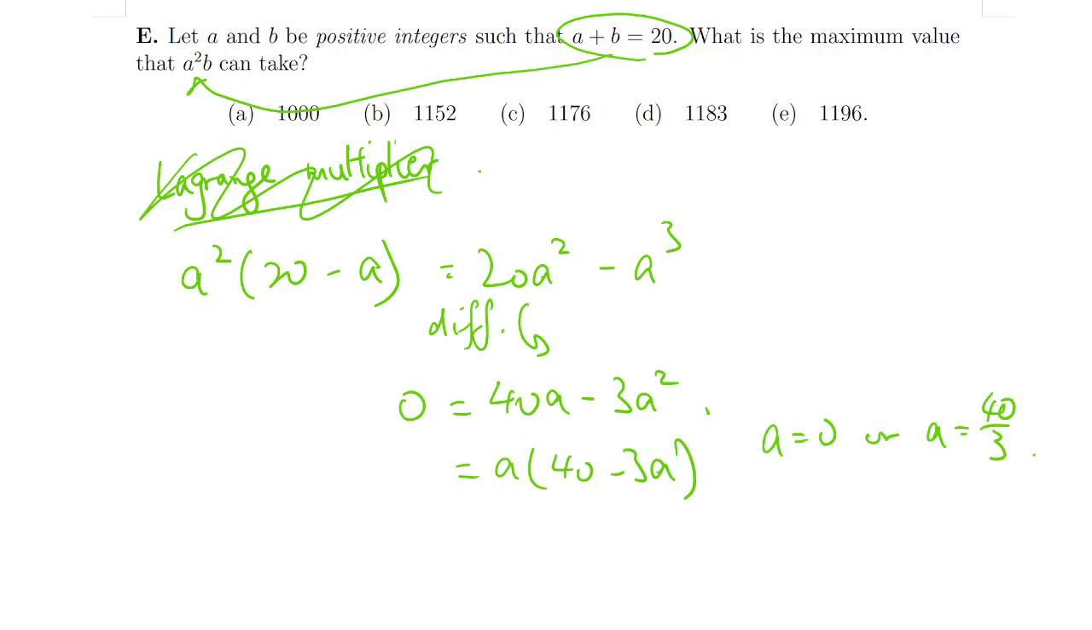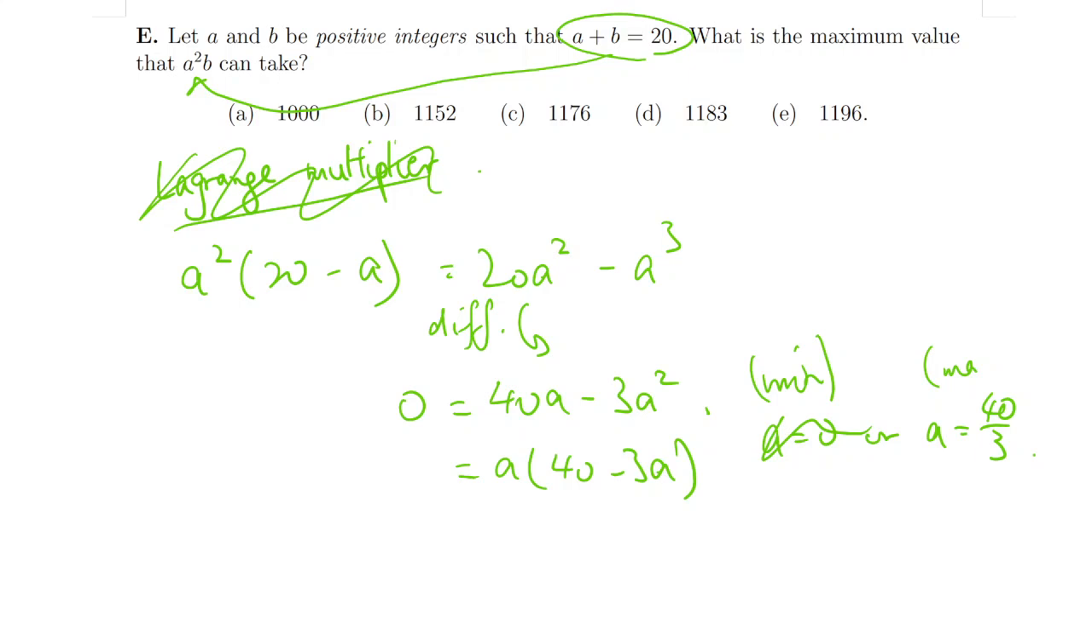Okay, so when a is 0, I think it's clear that is the minimum, because then the whole thing is 0. So we can get rid of this. This is the min. How about the max? We could believe that a equals 40 over 3 should be the max, because the question wouldn't make sense if it wasn't. You can differentiate twice to check, but I'm not going to do that, so let's believe that is the max.